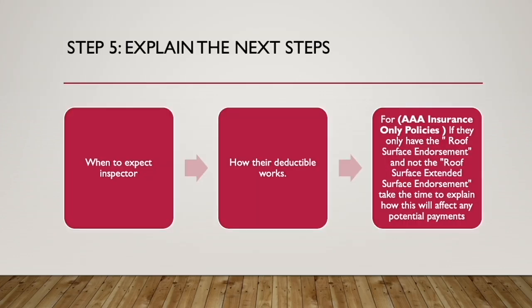You want to be sure that you explain the next steps to the insured. You want to set the expectations. You want to let them know when to expect an inspector. You want to explain to them how their deductible works on the claim. And for insureds that have AAA insurance policies, if they only have the roof surface endorsement and not the roof surface extended service endorsement, take the time to explain how this will affect any potential payments.